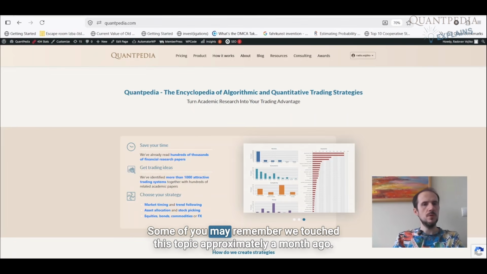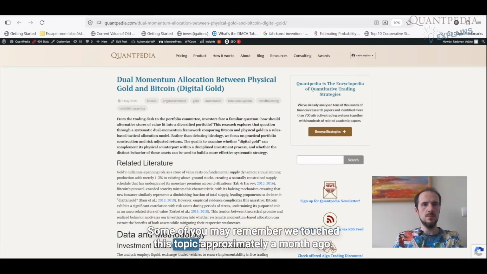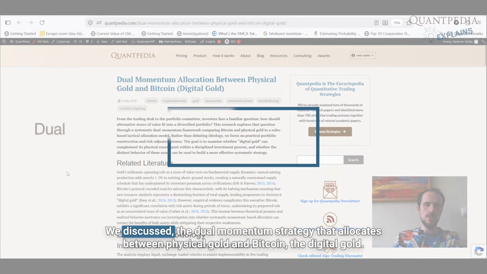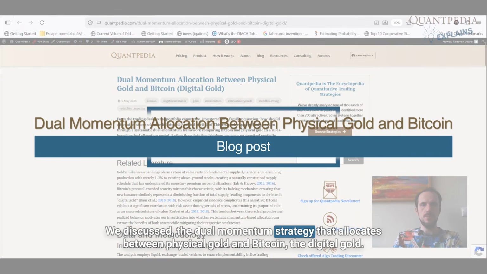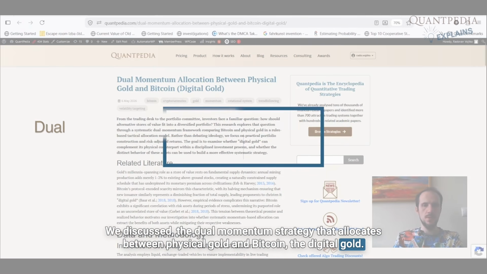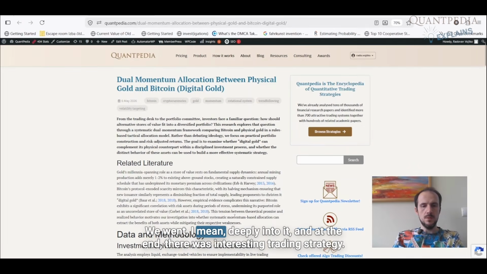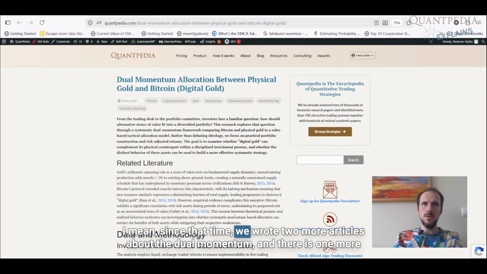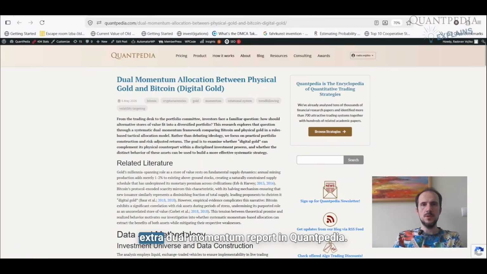Some of you may remember we touched on this topic approximately a month ago. We discussed the dual momentum strategy that allocates between physical gold and Bitcoin, the digital gold. We went deeply into it, and at the end there was an interesting trading strategy. Since that time we wrote 2 more articles about dual momentum, and there is one more extra dual momentum report in Quantpedia, so I would like to touch on all of those subjects.